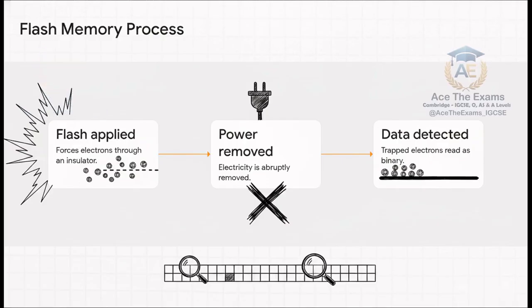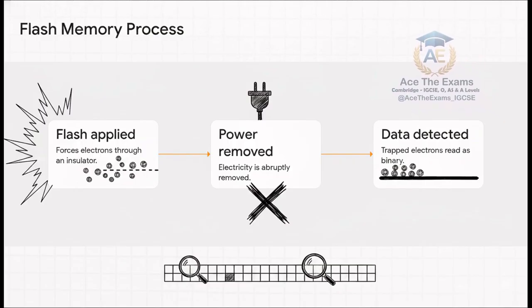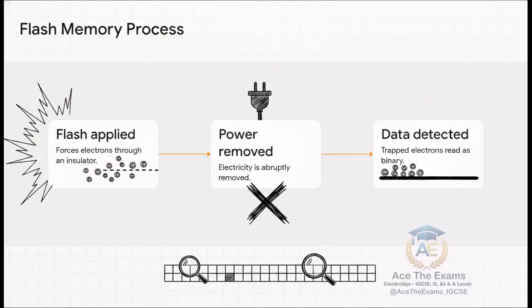The memory device can then detect exactly where these stuck electrons are, and it reads those specific locations as our binary data, ones and zeros. There are absolutely no moving parts here, just trapped particles. It's like a giant microscopic puzzle.